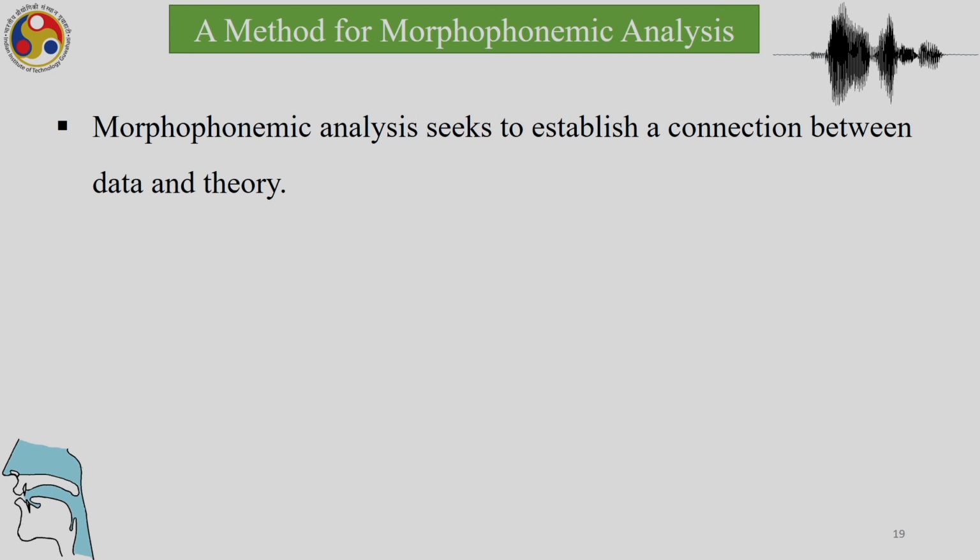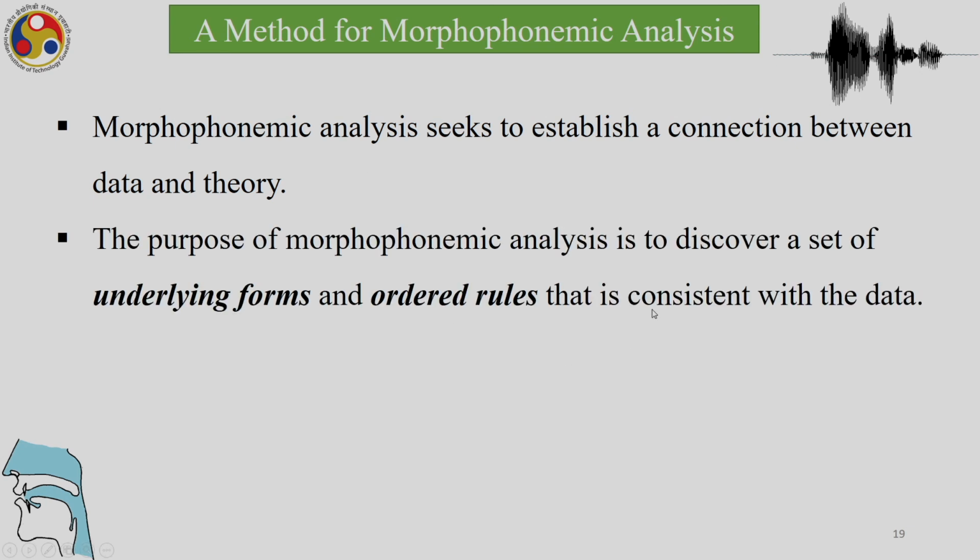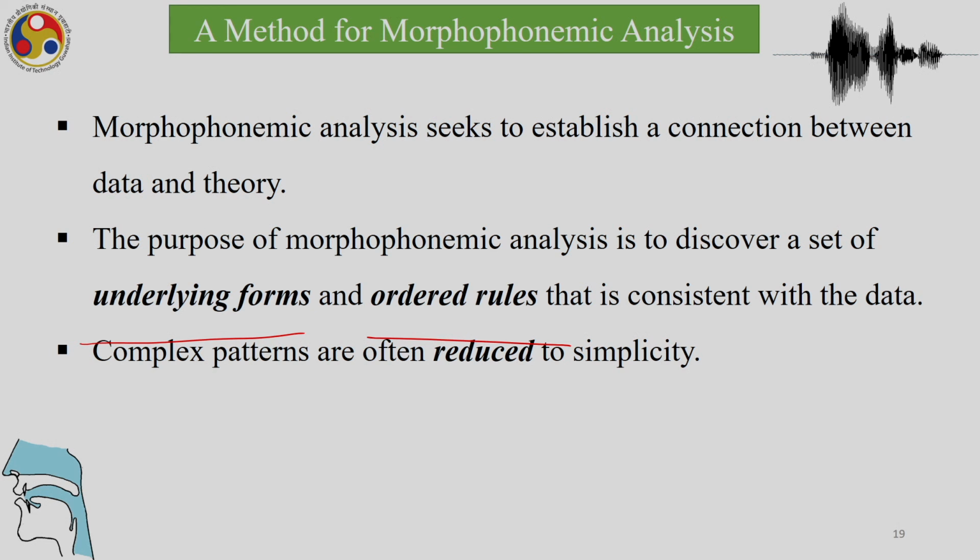So we will now not talk about phonological alternations. We will talk about morphophonemic analysis. And what is a morphophonemic analysis? It seeks to establish a connection between the data and theory. And of course, because it is about morphophonemic analysis, it is phonological data with morphological complexity. And the purpose of morphophonemic analysis is to discover a set of underlying forms and ordered rules that is consistent with the data. So as we just discussed, the two important things here would be underlying forms and ordered rules. And complex patterns can be described with great simplicity if we find the underlying forms, and see how rules are applying to those forms to give us the surface representations.